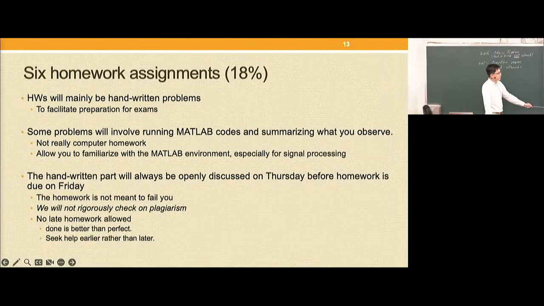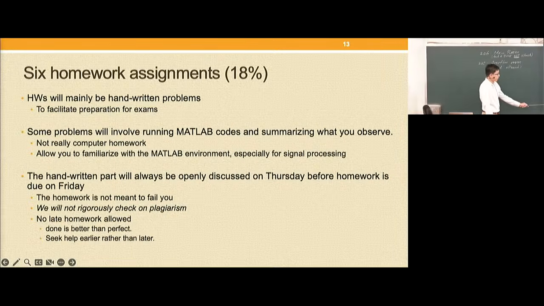When we say Friday 1700, that means Friday 1700. Okay? No late homework is allowed because done is better than perfect. In a lot of scenarios, done is better than perfect. And if you really have a hard time finishing part of the homework on your own, please seek help earlier rather than later. Send your email, seek help from your classmates, your TA, or send the question to the professor, okay? Start earlier so you have a better chance to present your solution on stage, right? Hopefully this is how things have worked in the past, and hopefully it will also work for this semester, okay?